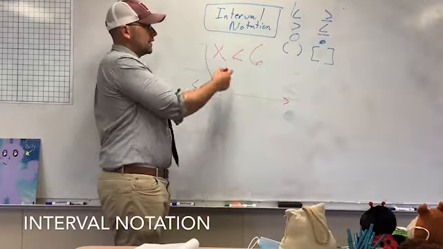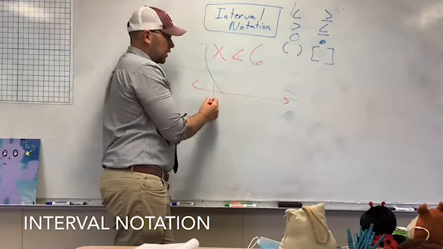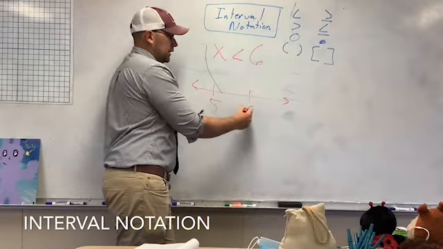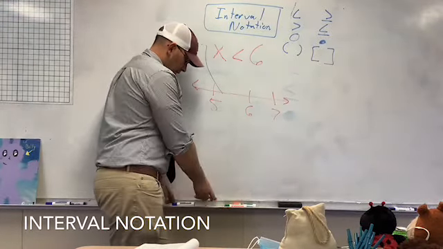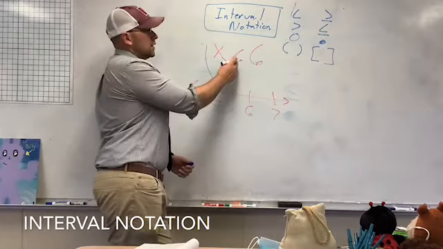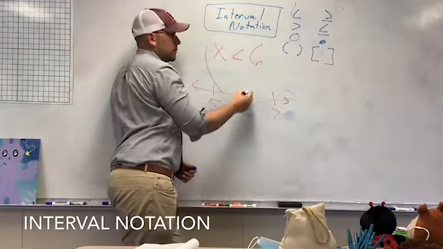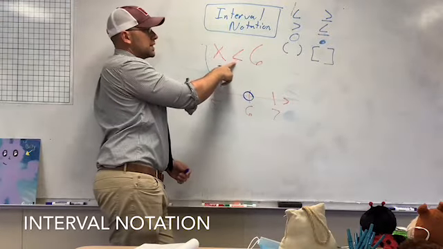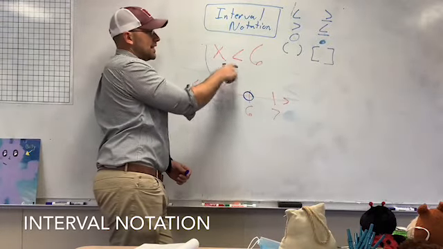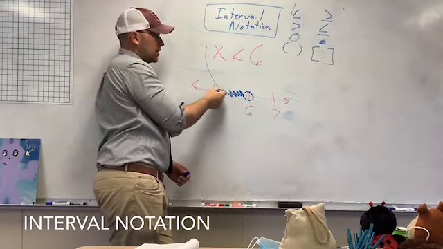Alright, here's another example. X is less than 6. We draw a number line. So it's not equal to it, so we put a circle around the 6. We follow the direction, so we're saying x is everything less than 6. So we shade in this direction.